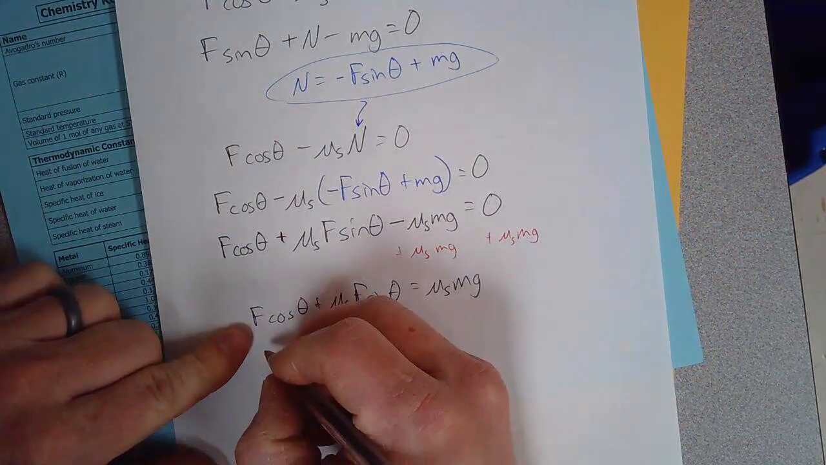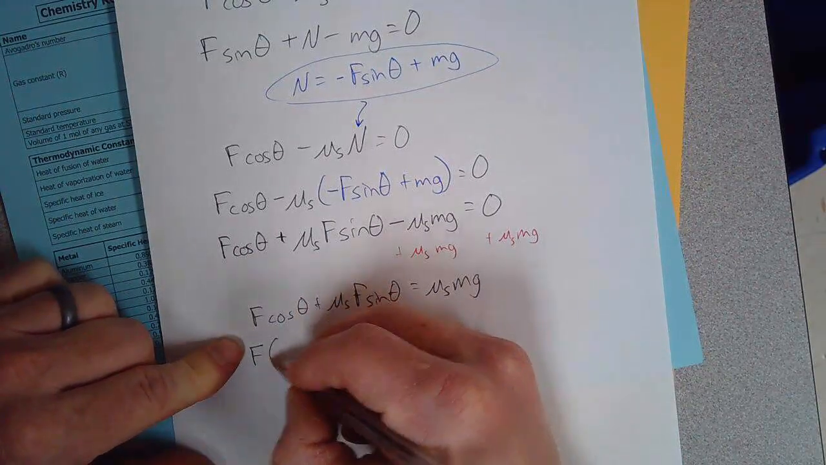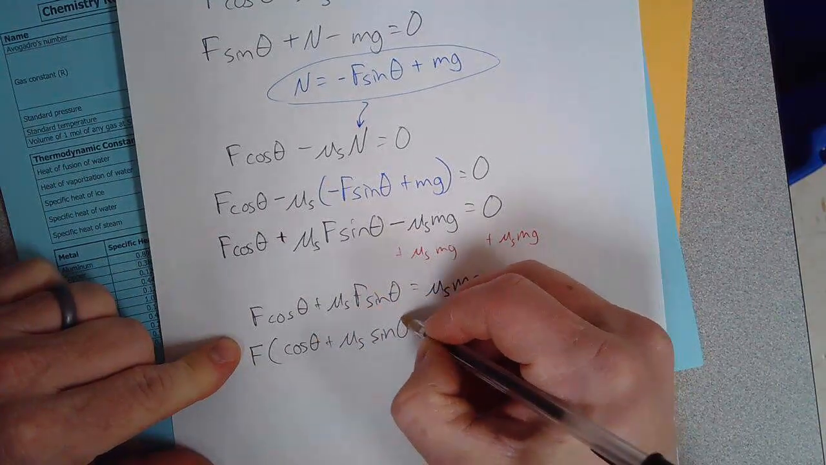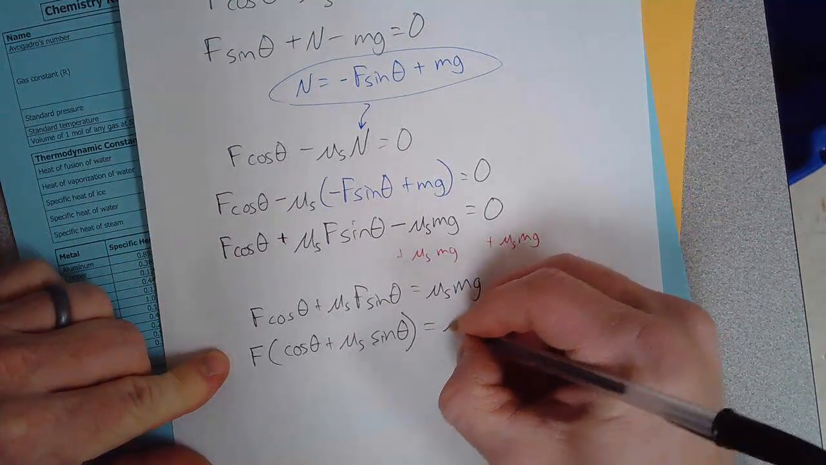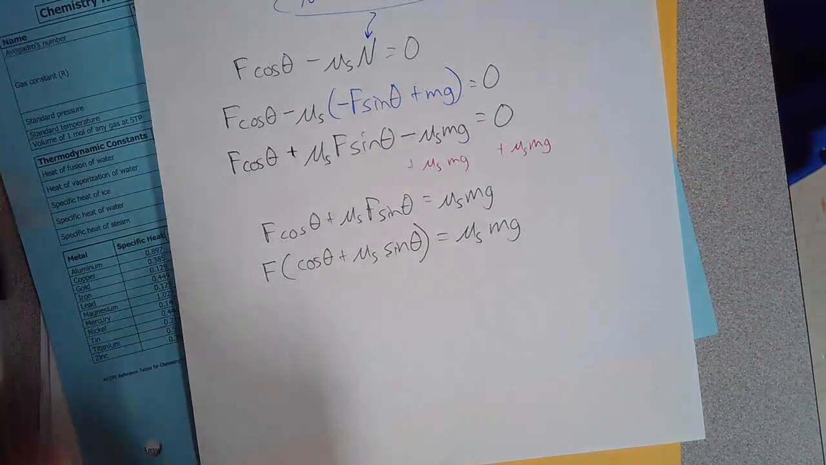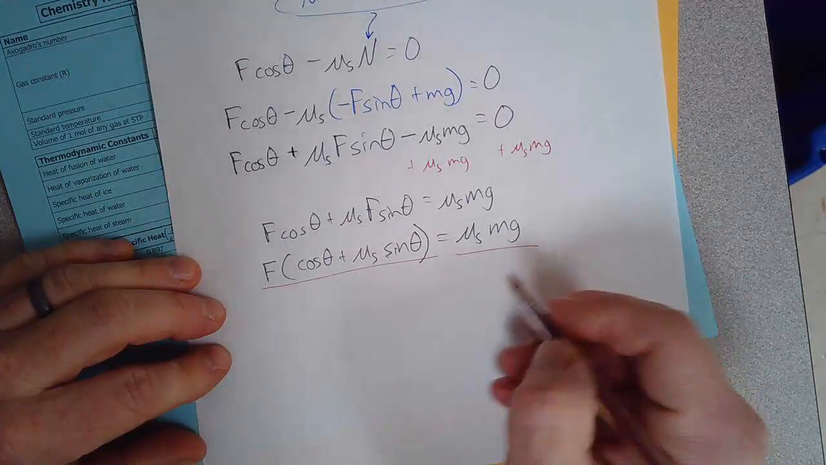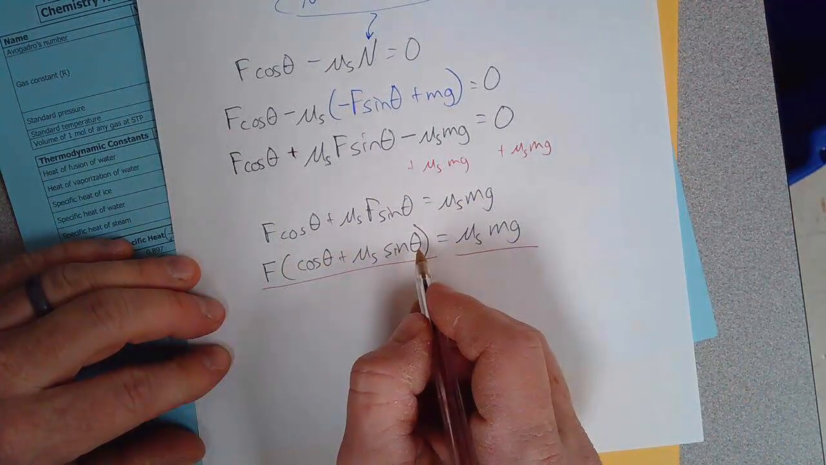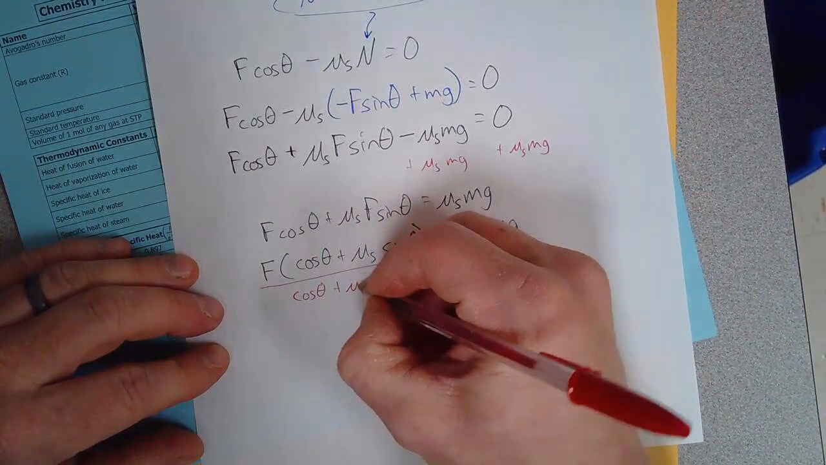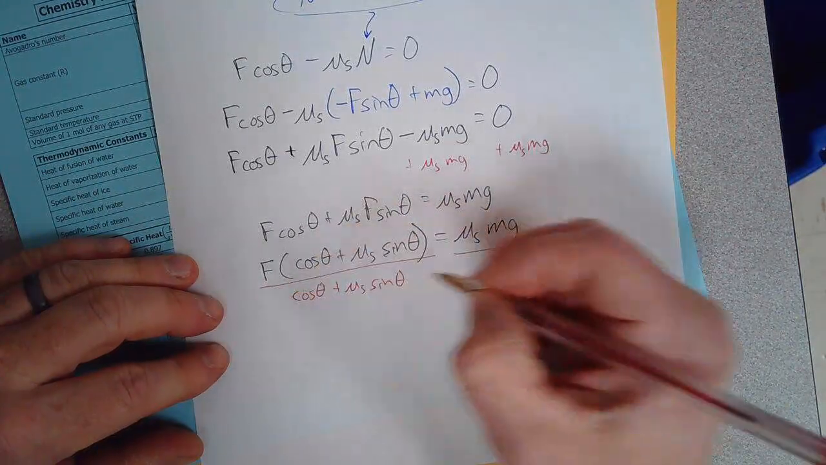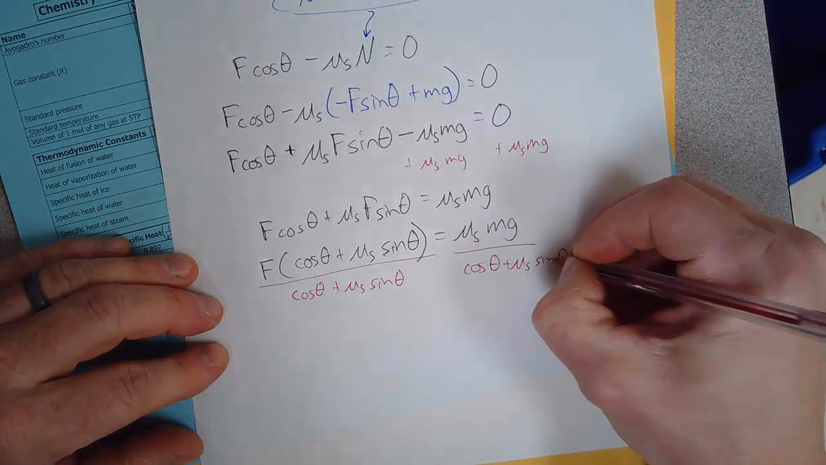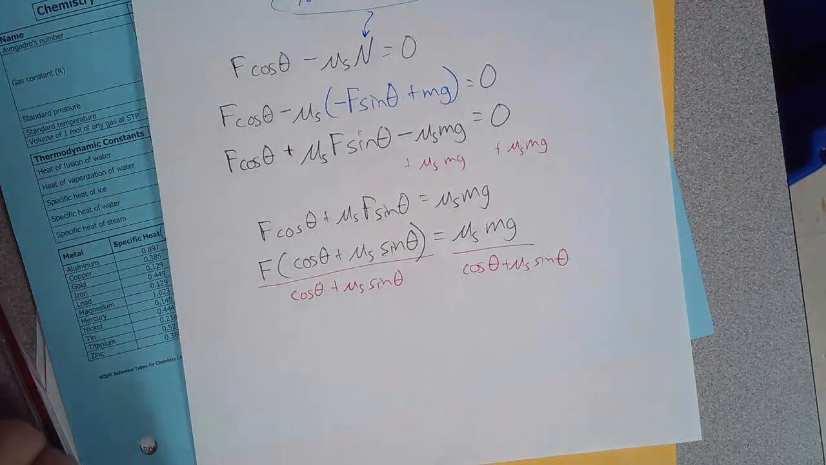Now I'm going to factor out f. So f appears in both of those terms. I'm going to write f, and then some parentheses, cosine theta plus mu s sine theta. And that's equal to mu s mg. Now, last little step here is I'm going to divide both sides by this expression that's multiplied by f currently: cosine theta plus mu s sine theta. And that should do it.